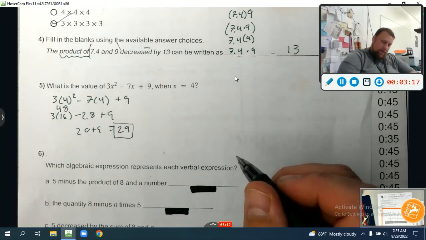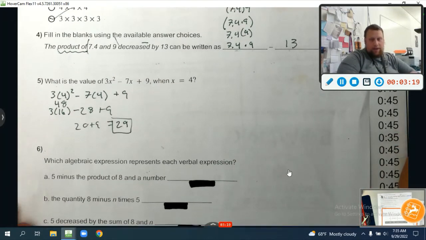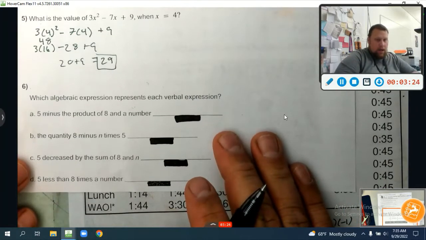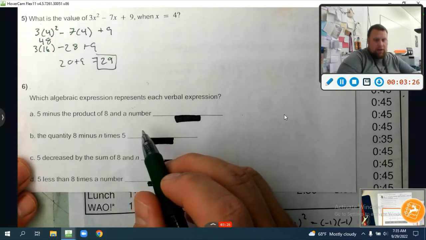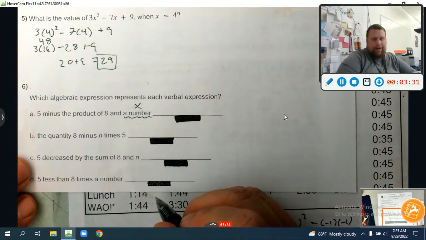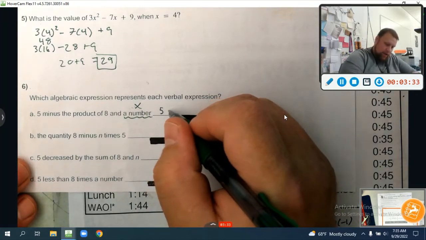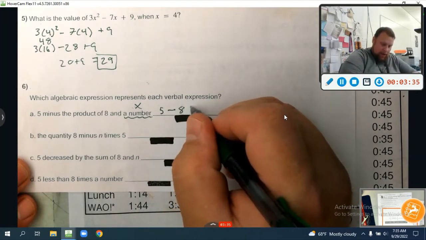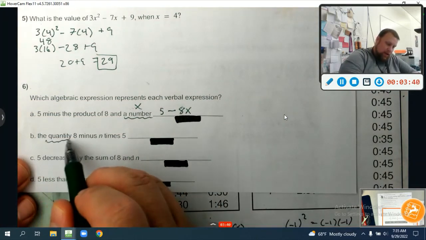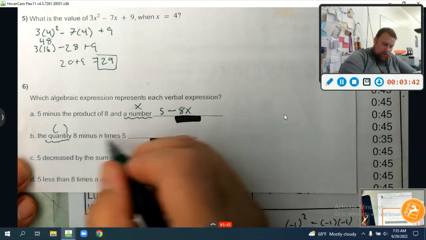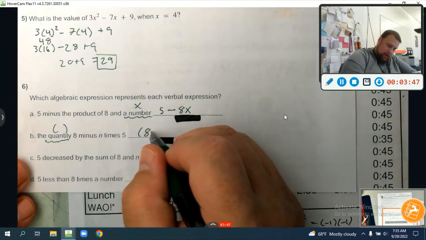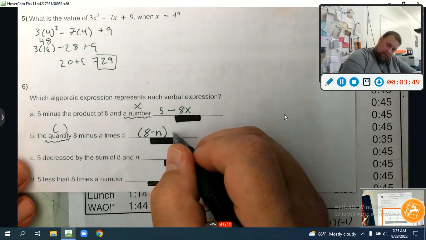Now we're going to write ourselves some verbal expressions, or we're going to translate some verbal expressions into algebraic expressions. And 5 minus the product of 8 and a number. Whenever you see a number, that just means x. Okay? So 5 minus the product of 8 and a number, 8x. The quantity 8 minus n times 5. When you see quantity, that means parentheses. So, of the next two, the quantity of 8 minus n times 5. So that's going to be 8 minus n in parentheses times 5.